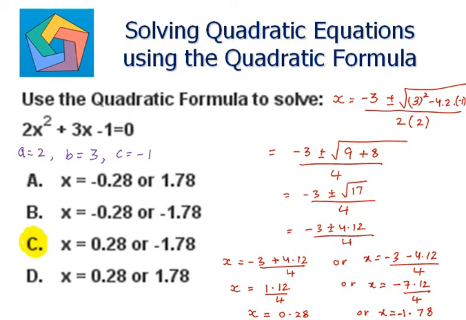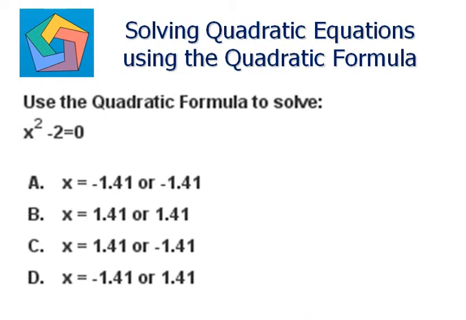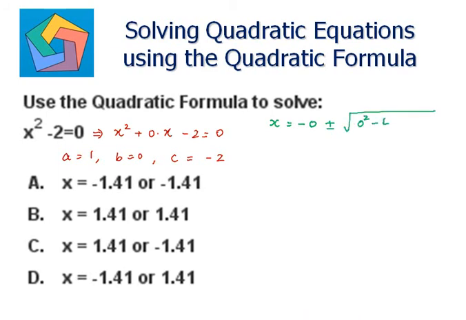Next problem. Use the quadratic formula to solve x squared minus 2 is equal to 0. I can write this as x squared plus 0 times x minus 2 equals 0. This means a is 1, b is 0 and c is minus 2. So let's put this in the quadratic formula. x is equal to minus b, that's minus 0, plus minus square root of b squared minus 4ac. So 0 squared minus 4 times a is 1, c is minus 2, divided by 2 times a, 2 times 1.